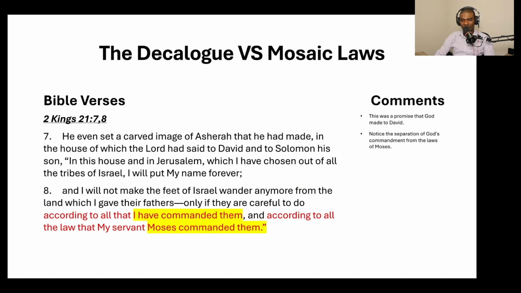2 Kings 21:7-8. He even set a carved image of Asherah that he had made in the house of which the Lord had said to David and to Solomon his son, in this house and in Jerusalem, which I have chosen out of all the tribes of Israel, I will put my name forever. Verse 8 says, and I will not make the feet of Israel wander any more from the land which I gave their fathers, only if they are careful to do according to all that I have commanded them, and according to all the law that my servant Moses commanded them. Do you see a difference there, my friend? This is God talking, saying, if they obey all the laws that I gave them, my commandment, which was the Ten Commandments, and according to the law that my servant Moses commanded them, then they will be blessed.